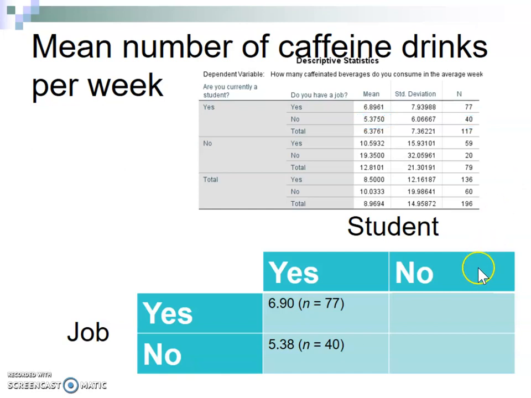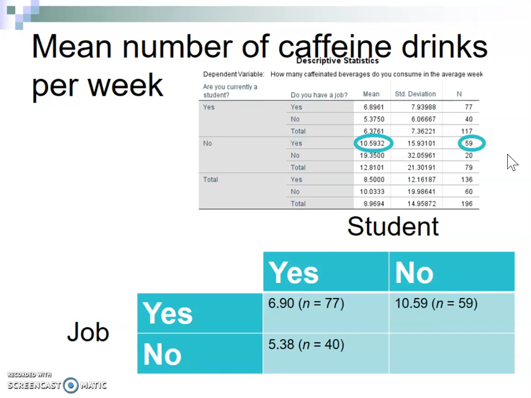Next, let's fill in the blanks for no, I'm not a student, but yes, I have a job. So that would be right here. So we got no, I'm not a student, but yes, I have a job. There's the mean for them, and there's the n for that group as well. So the number of people in that group was 59.